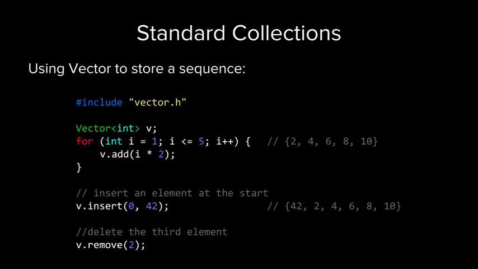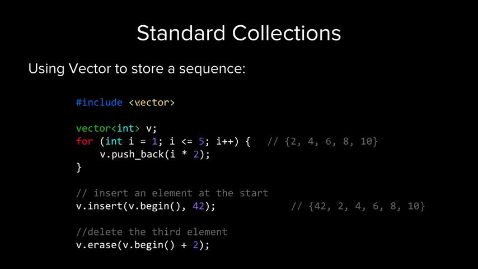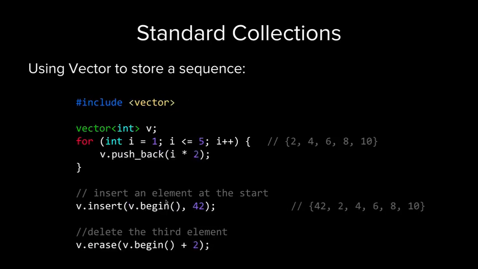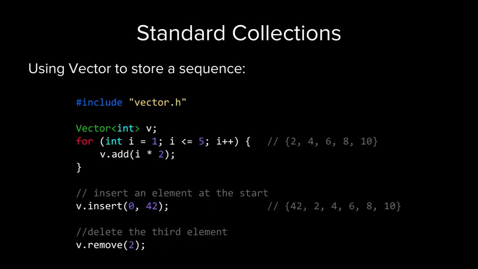Okay, so just as an example, we have code using the Stanford vector and we're going to convert it. The first thing we need to do is lowercase the v, and include the standard vector, which is with angle brackets because it's a library vector. We lowercase the v, we change the .add to .push_back. And notice we had v.insert at index 0 the value 42, and now we have v.insert with something called v.begin, and then the value 42, which we'll talk about in a second.